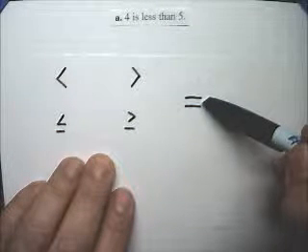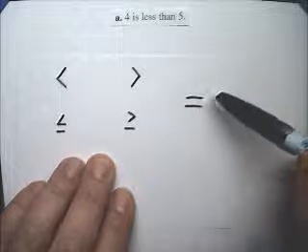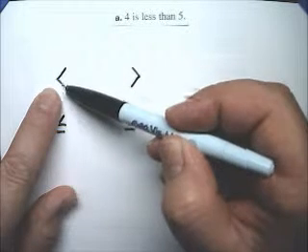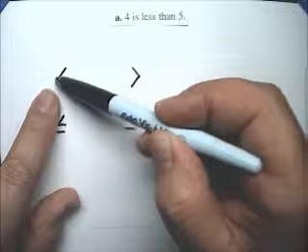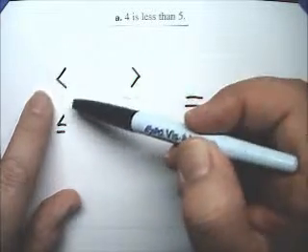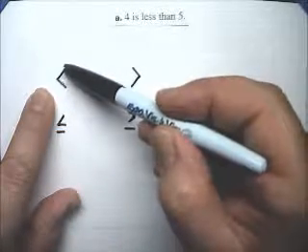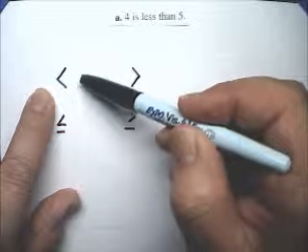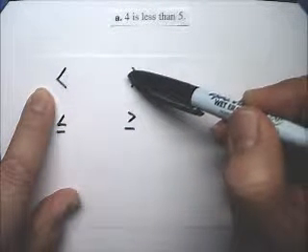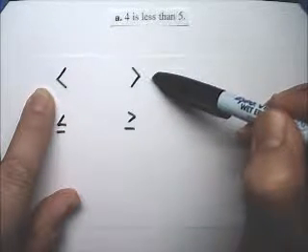Now, in an equal sign, the distance is the same on both sides. In an inequality, the distance is not the same. Here's a bigger, wide open part, and then there's a small, pointy part. This small, pointy part points toward the lesser number, the smaller number, and the bigger part always points toward the greater number. And it's the same with this symbol. Here the greater number is on this side because this side is bigger and this side is smaller.